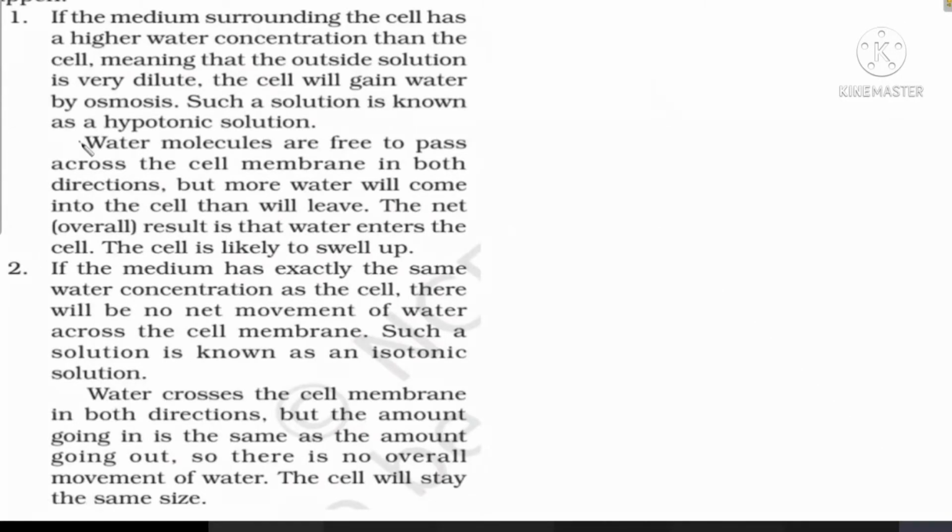Then we also learned about the three types of solutions: hypotonic, which is a dilute solution, which is full of water. In such a water solution, if you put a cell into it, the cell will swell up. It will become big in size. Then there is another solution called isotonic. Isotonic means the water present in the cell is equal to the water present in the surrounding medium. So an equal amount of water will go out of the cell and come inside the cell. So the cell will not change its shape. It will be the same in size.